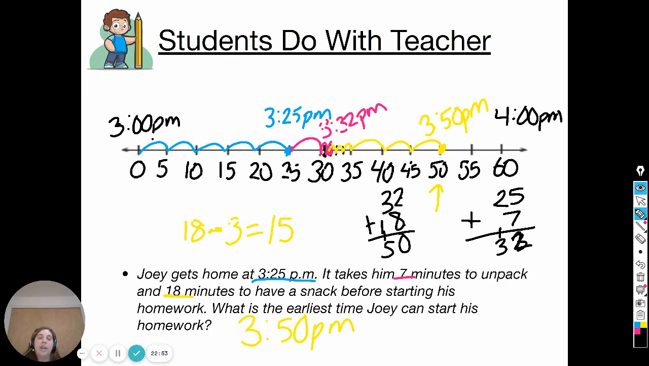So if you're thinking about how the addition aspect works without the number line, that's kind of how we're doing it. We're just adding the minutes up. But the number line visual really helps, so I highly recommend continuing to draw that on your whiteboard to help you solve these problems.